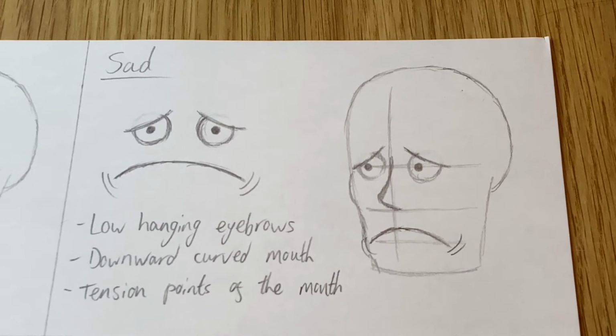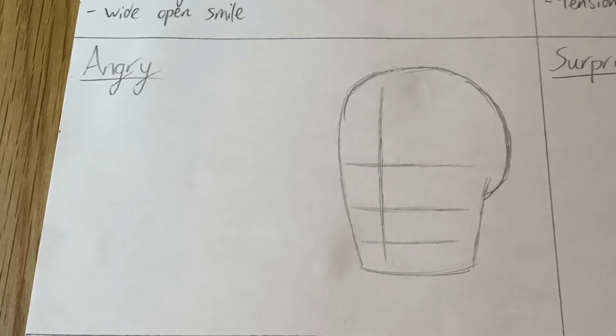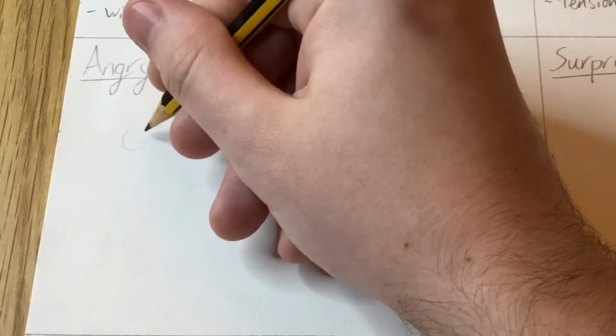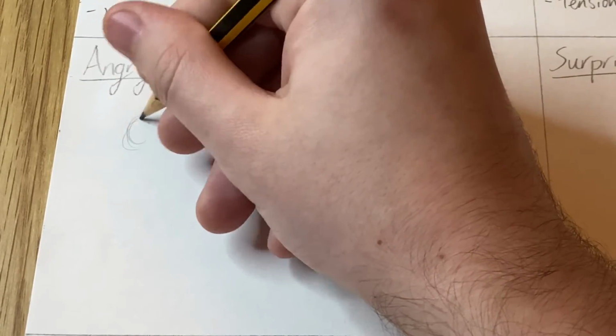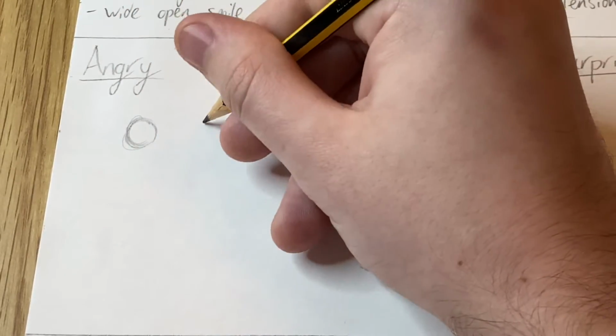So that's sadness done. Okay, this next emotion is anger. So in this one, they're very exaggerated points of the face. So we're adding in our 2 circles again. That's our 2 eyes.